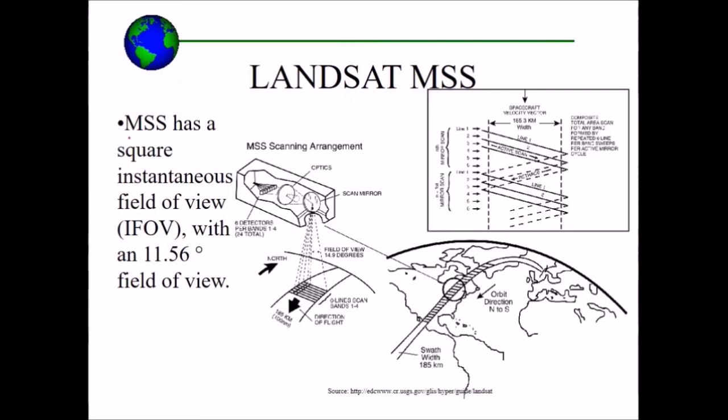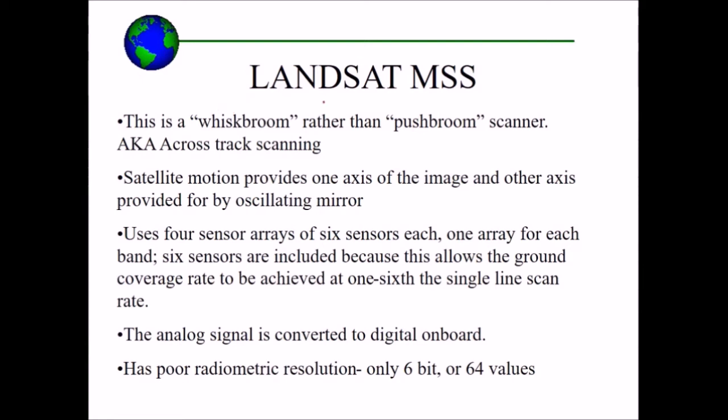Landsat MSS now. MSS has a square instantaneous field of view (IFOV) with around 11.56 degree field of view, and this is the scanning arrangement of MSS. You can see the swath of 185 km. These are the scan lines per band, and this is the field of view as we call it. This is the field of view, which is around this many degrees, and this is how it goes in an upper view. The Landsat MSS is a whisk broom scanner, also known as an across-track scanner. Satellite motion provides one axis of the image and the other axis is provided by the oscillating mirror. It uses 4 sensor arrays, 6 sensors each.